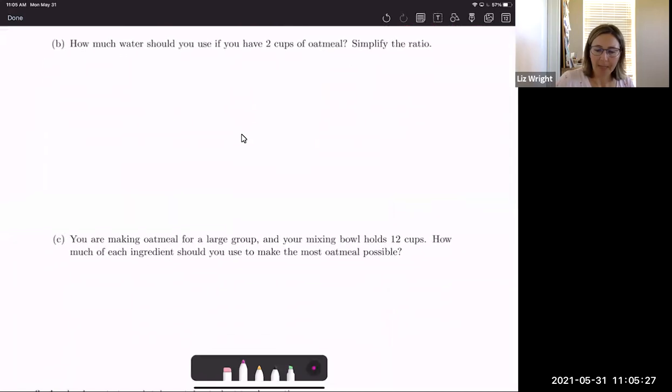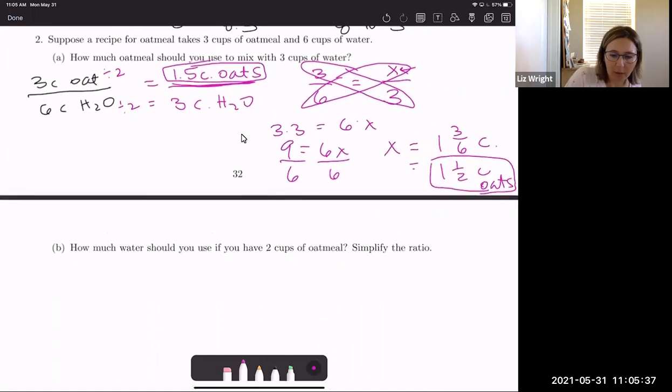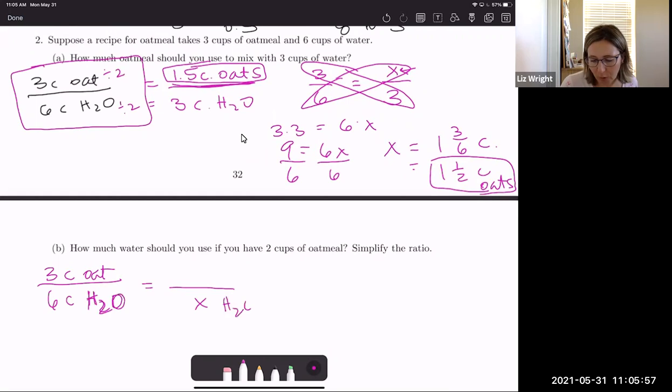All right, letter B. How much water should you use if you have 2 cups of oatmeal? Simplify the ratio. So again, go back up and say, what did we start with? What's our master ingredient list? And it's a 1-to-2 ratio. So it's going to be 3 cups of oats to 6 cups of water. And it says how much water. So this time my X comes down here to where the water is, because I'm paying attention to where that is. This is the H2O. How much water should you use if you have 2 cups of oats?